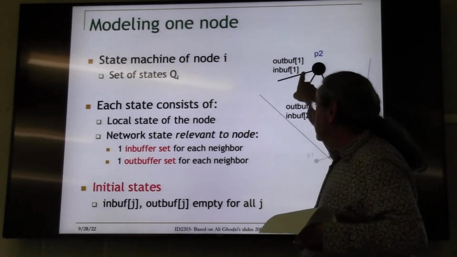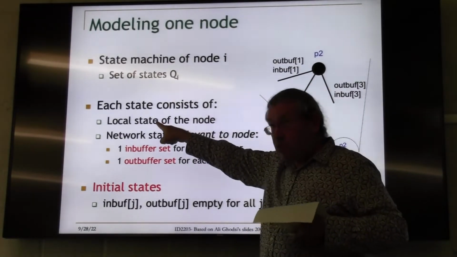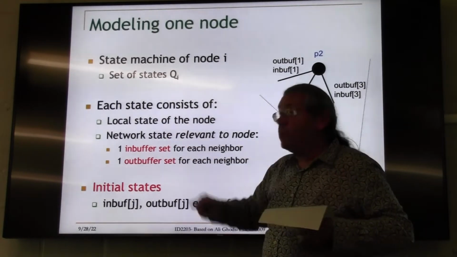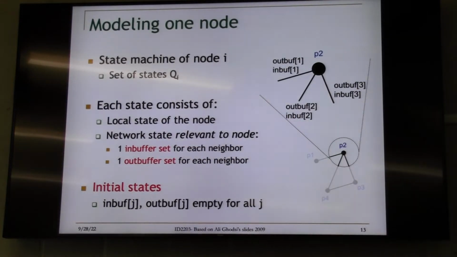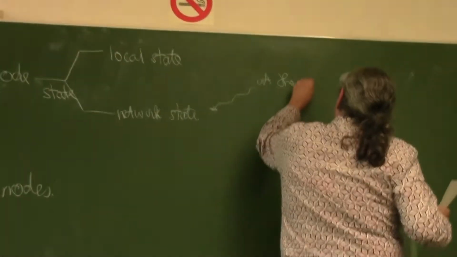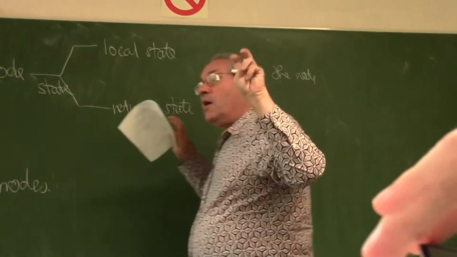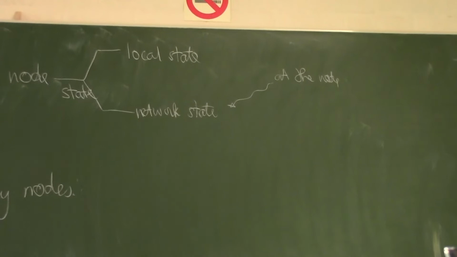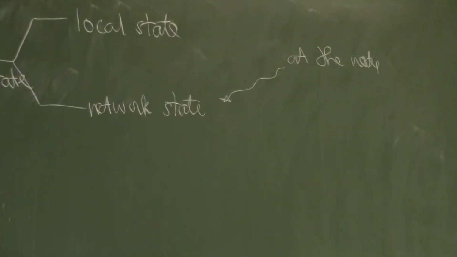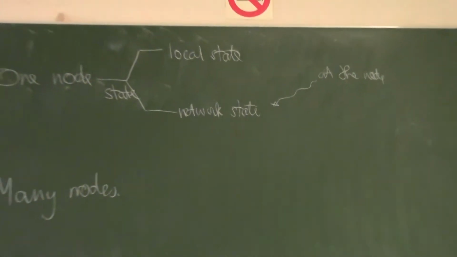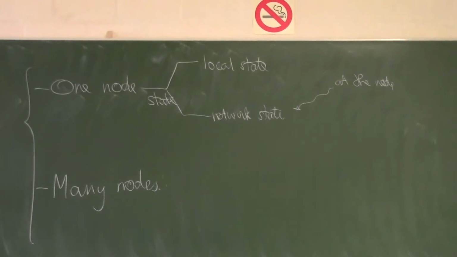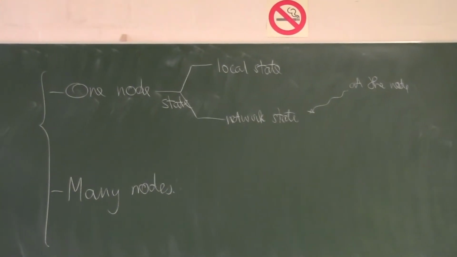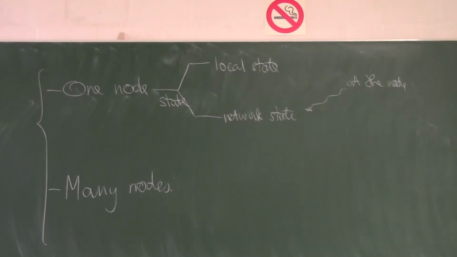The node here, P2, it has two kinds of state. A local state and a network state. So the network is modeled on the node, okay? It's modeled at the node. There's no state that's inside the network in this model. The state is always on the node, okay? So there's nothing, the network is like an empty thing. There's nothing inside there. There's no state.